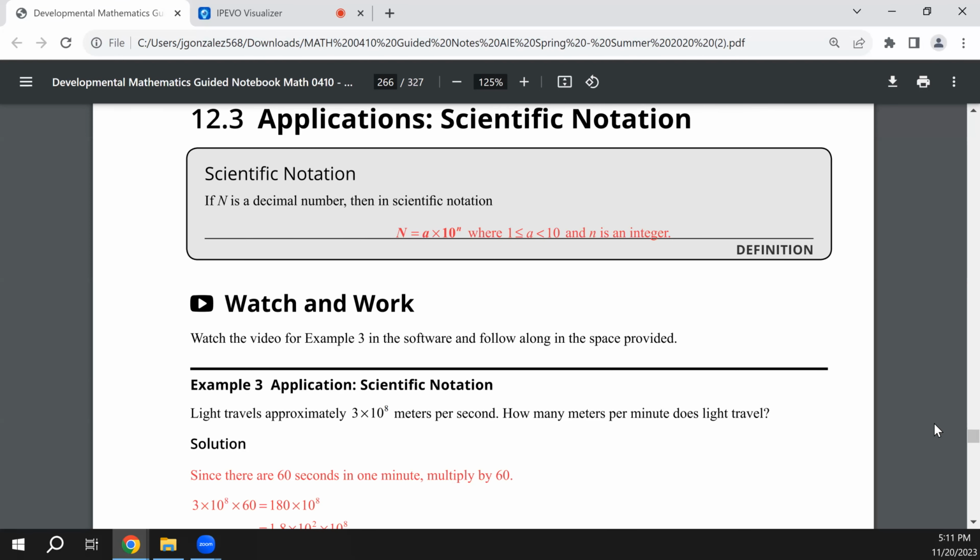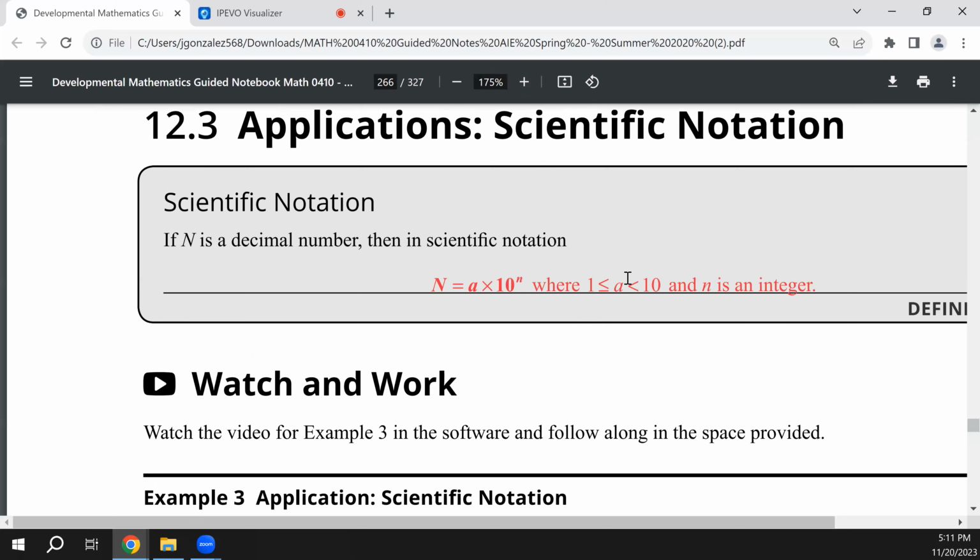Basically, the rule is you have a number, A, and it needs to be less than 10. Yes, it needs to be between 1 and 10, and not equal to 10. So we use that notation when you have really giant numbers. You bring it down, and you write it this way.